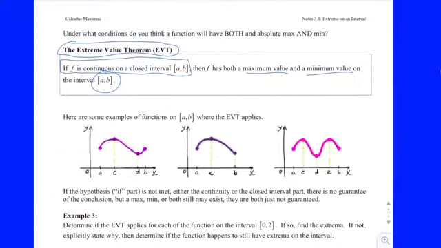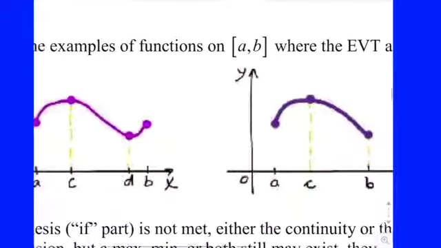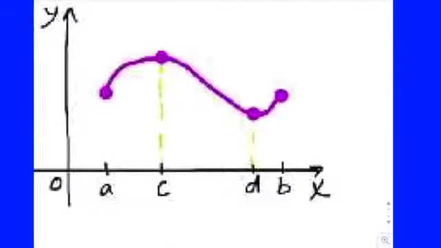Okay, so here's some examples on a closed interval where the EVT applies. There's your purple graph from A to B, continuous on the closed interval. We have an absolute max. It occurs at f of c. And we have an absolute min. It occurs at f of d. See that? What's the value of the derivative at both places? 0.